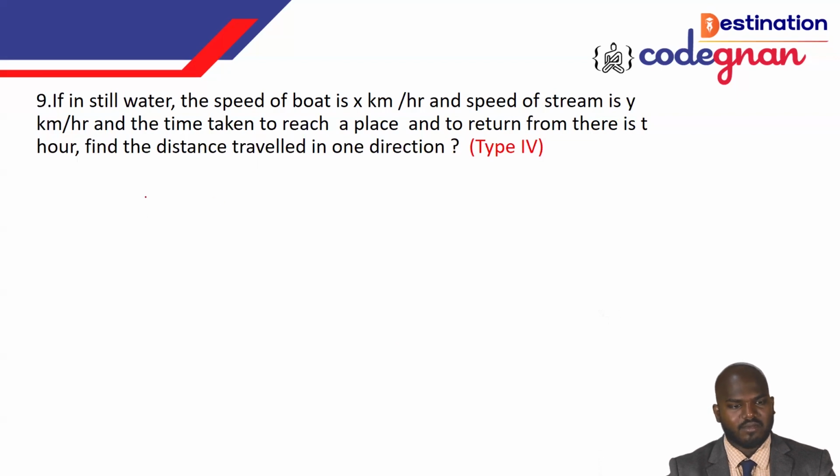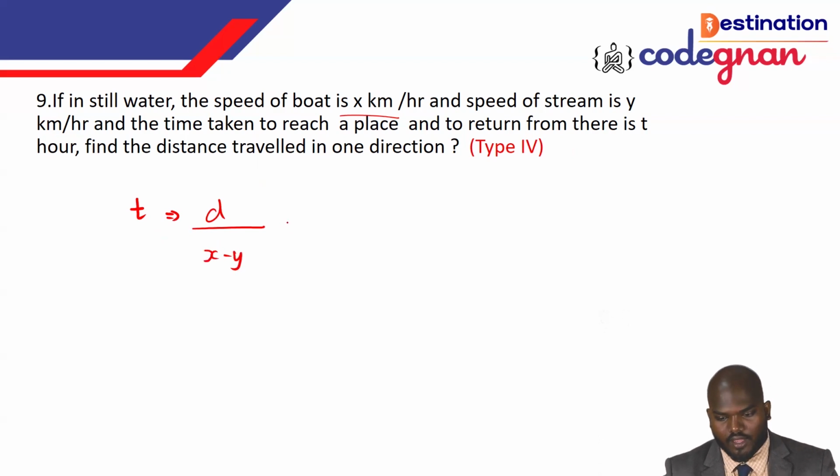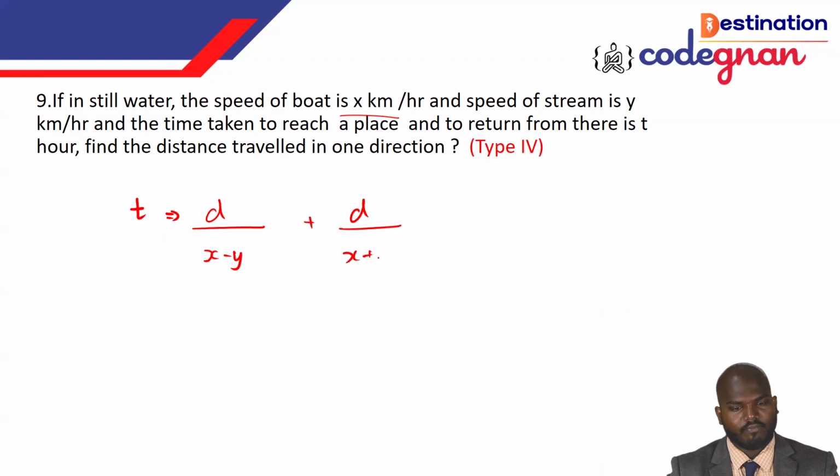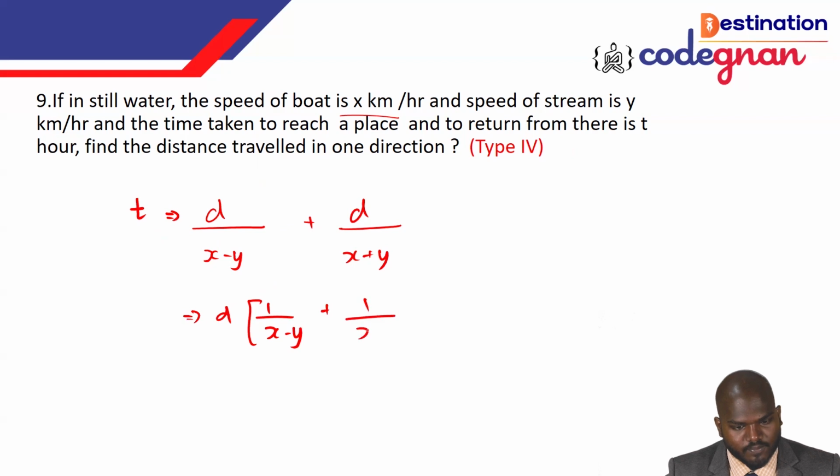We can apply the same formula, guys. That is t is equal to distance by speed. You don't know any variable. They have given the speed of the thing. So upstream, you can call it as x minus y. And here you will call it as x plus y. So d over x minus y plus d over x plus y. If you take d as common, it will come like this, that is 1 over x minus y plus 1 over x plus y. You can call it here in this one.